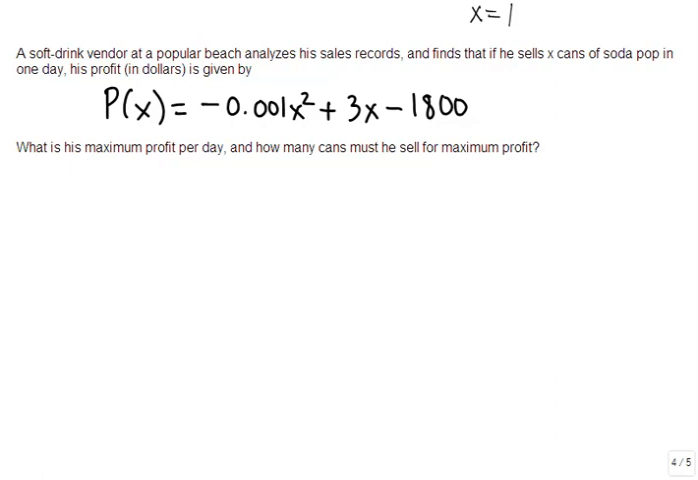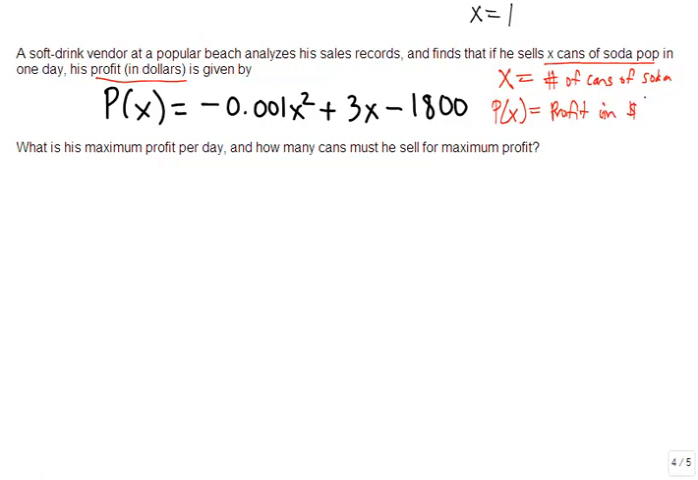So a couple of things to note here. We've got a couple variables. We've got x's and we've got this p function. So I like to make a note of what x represents and what this p of x represents because we usually need to refer to that later on. So x is the cans of soda. So it's the number of cans of soda. And what does the p function represent? It's his profit in dollars. So let's make a note of that.